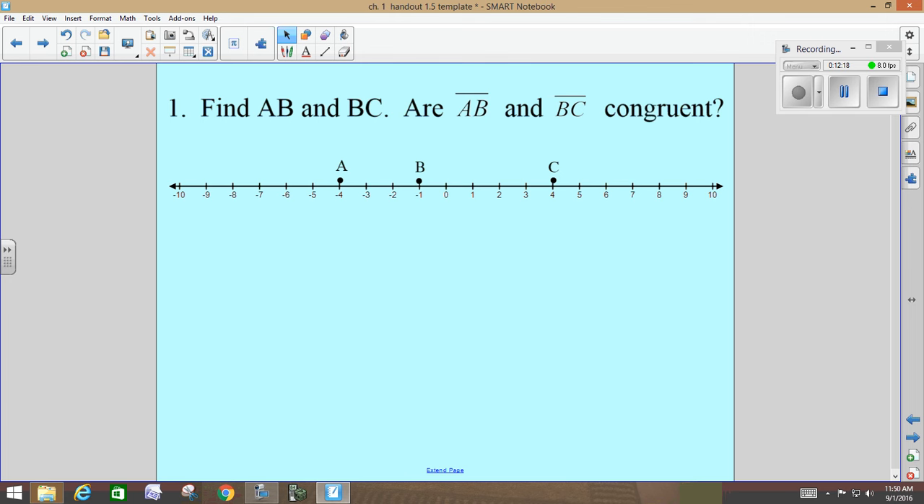Find the length of AB and the length of BC, and then it asks if they're congruent. I want to know the distance between A and B, and then the distance between B and C, and then decide if they're congruent. Just do this quietly on your own paper right now. Count it if you need to. Make the little loop-de-loops. If you have more confidence in your counting than your subtracting, then do the counting.